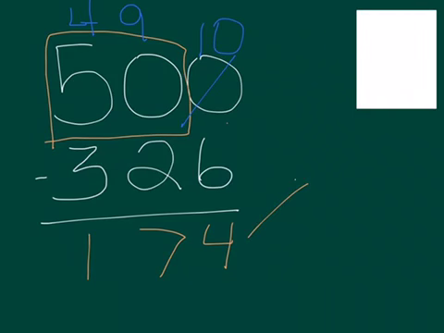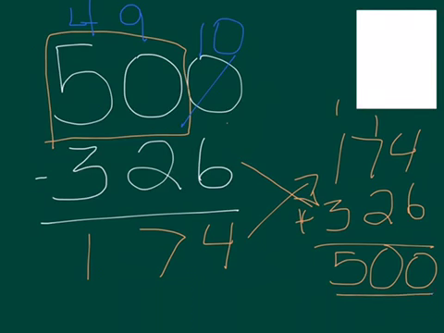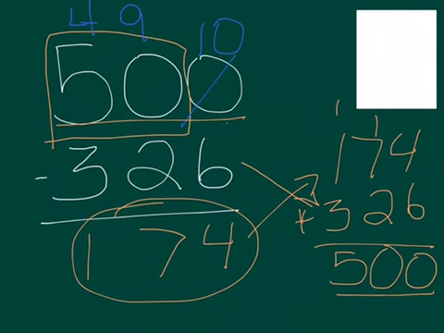And as always, I check by adding just to make sure. We should never miss a subtraction problem because we're always going to check by adding. I take my answer of 174 and I add it to what I took away, 326. 4 plus 6 is 10. Down my 0, carry my 1. 1 plus 7 plus 2 is 10. Down my 0, carry my 1. 1 plus 1 plus 3 is 5. And since I ended up with what I began with, 174 is the correct answer.